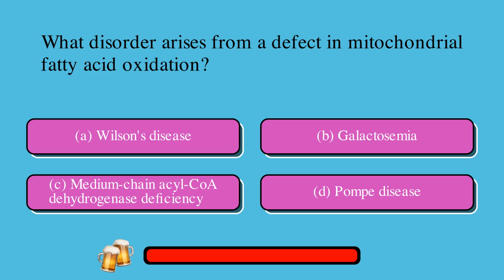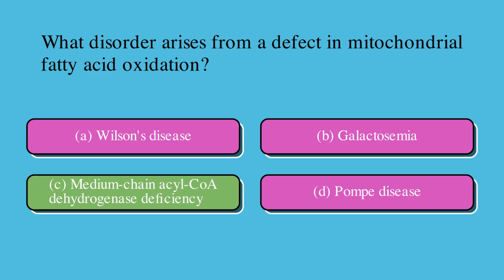What disorder arises from a defect in mitochondrial fatty acid oxidation? A. Wilson's disease, or B. Galactosemia, or C. Medium-chain acyl-CoA dehydrogenase deficiency, or D. Pompe disease? The correct answer is C. Medium-chain acyl-CoA dehydrogenase deficiency.